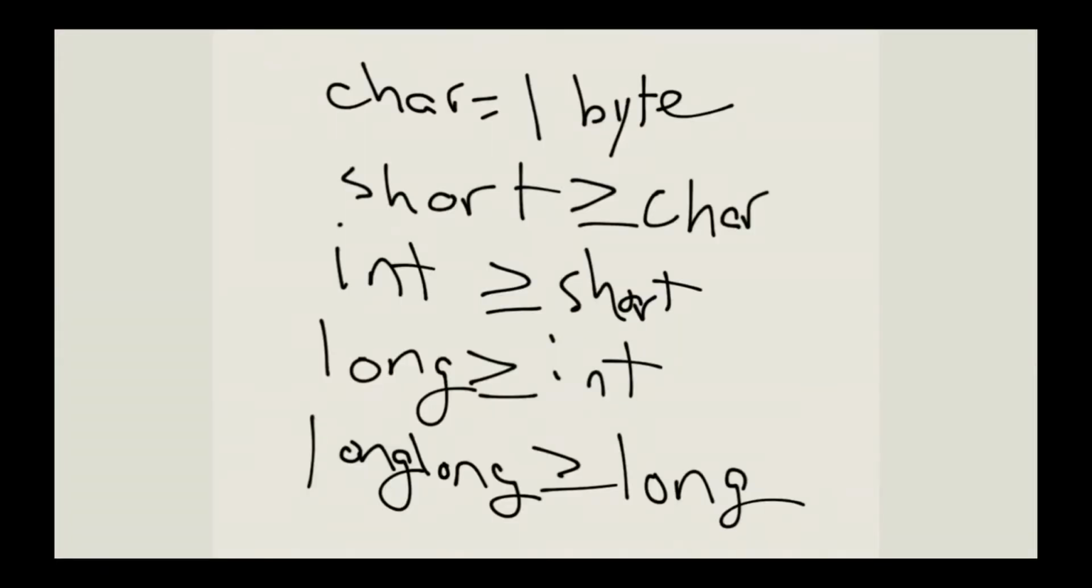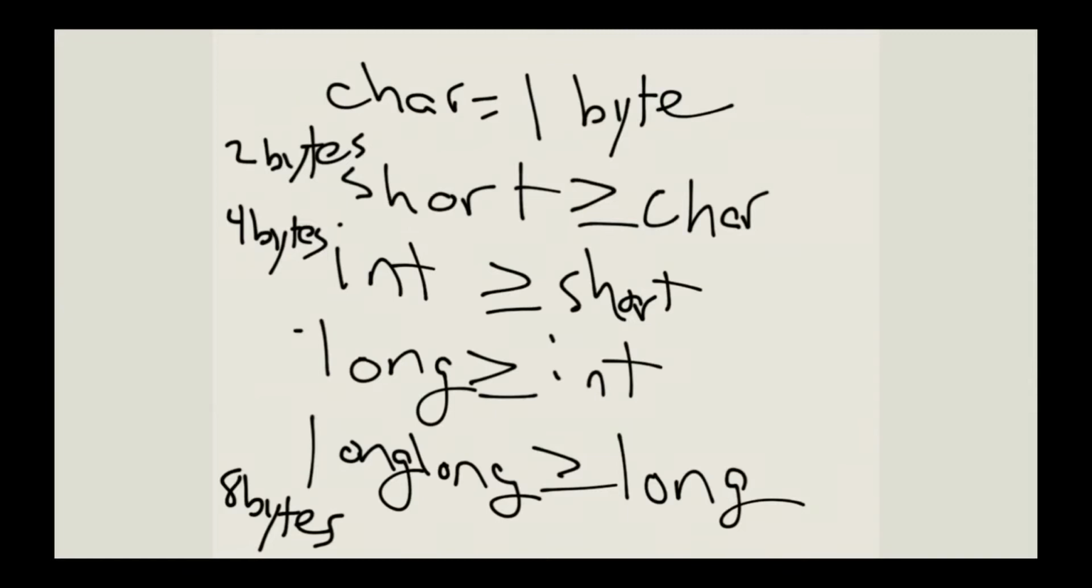Okay. So shorts are almost always going to be 2 bytes. Ints are almost always going to be 4 bytes. Longs, it depends on whether you're using a 32-bit or a 64-bit system. So a long is going to correspond to the type of system. If you're using a 32-bit system like the appliance, it's going to be 4 bytes. If you're using a 64-bit, like a lot of recent computers, it's going to be 8 bytes.